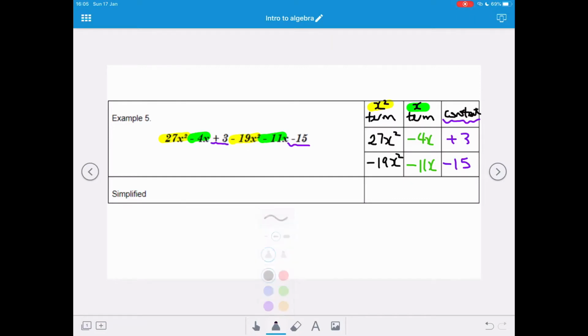our constant terms. So 27x squared minus 19x squared gives us 8x squared. Minus 4x minus 11x gives us subtract 15x, and plus 3 minus 15 gives us negative 12, so our simplified expression's 8x squared minus 15x minus 12.